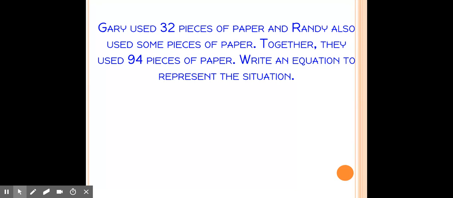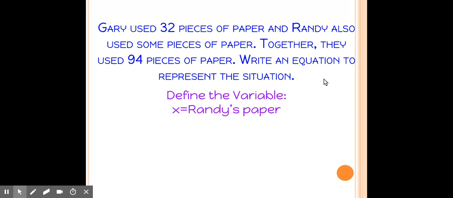Gary used 32 pieces of paper and Randy also used some paper. Together, they used 94 pieces of paper. Write an equation to represent the situation. Our first job, remember, is to define the variable. Define the variable now. In other words, pick out a letter for the variable and what information it's going to stand in place for.